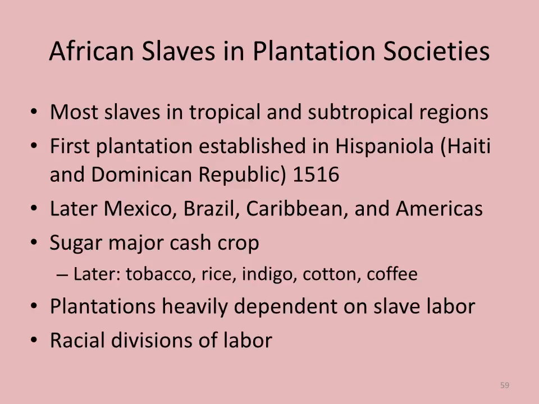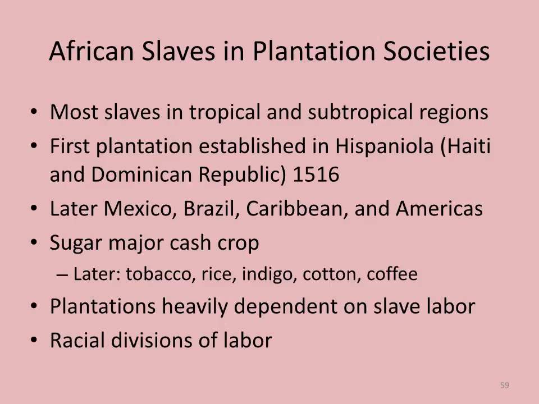Now, the African slaves in plantation societies, they're going to be located in the tropical or subtropical regions. Now, the first time through the Middle Passage, they're going to head straight to the Caribbean. The Caribbean is going to have the highest need for slaves because sugarcane farming is going to be incredibly, overwhelmingly tough labor, and silver mining, which is also going on in the Caribbean. So, the first plantation established in Hispaniola in 1516. Later on, Mexico, British Caribbean, and the Americas are going to have plantations all over the place.